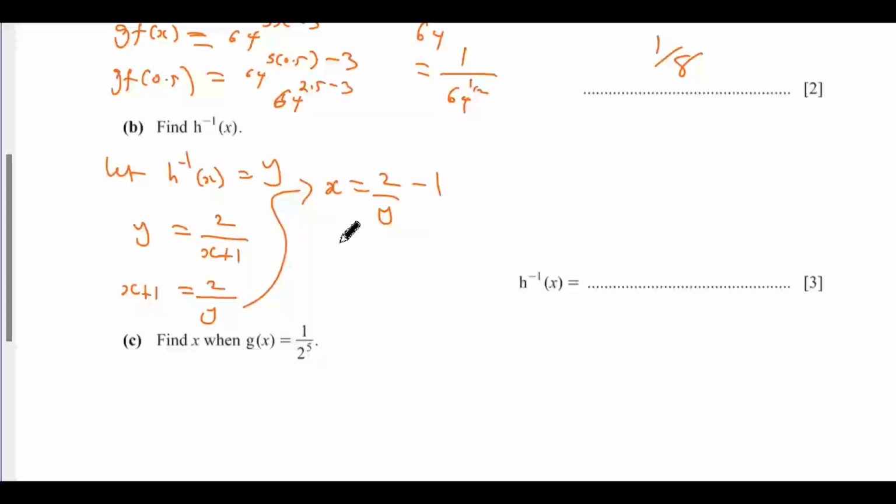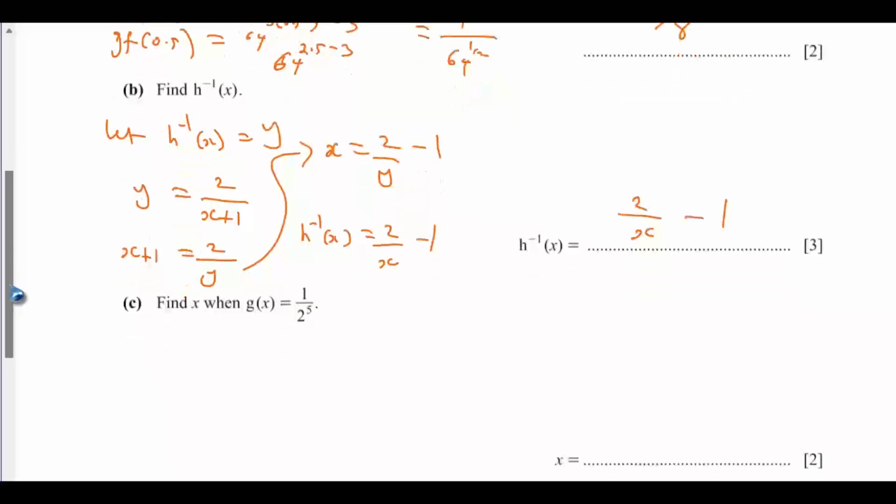So now let's replace x with h inverse of x, and replace y with x, so that will be 2 over x minus 1. So this will be the h inverse of x: 2 over x, then minus 1. So let's go to part C.